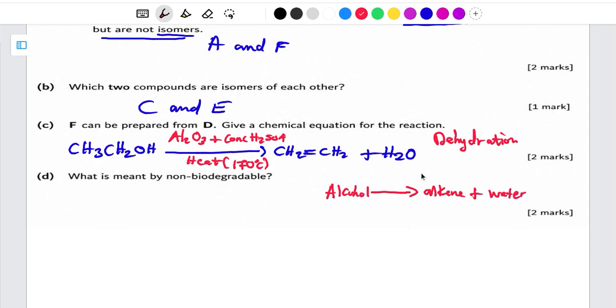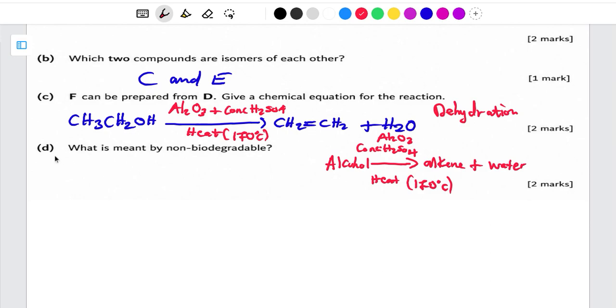Then the favorable conditions: we have concentrated sulfuric acid. Apart from concentrated sulfuric acid, also note that aluminium hydroxide has to be present. Then heat, or temperature, has to be present, and this one has to be 170 degrees Celsius. So these are the things that you have to know on this part here.